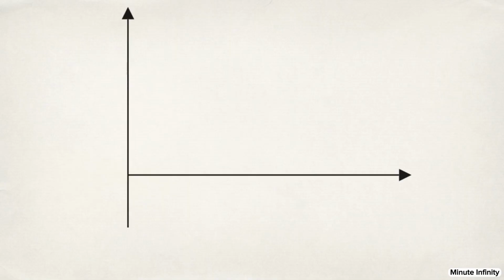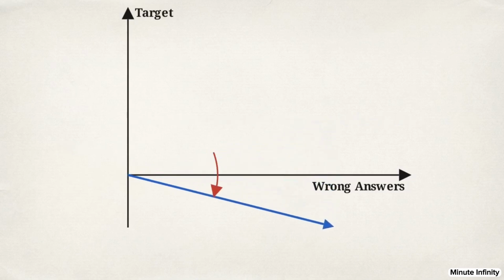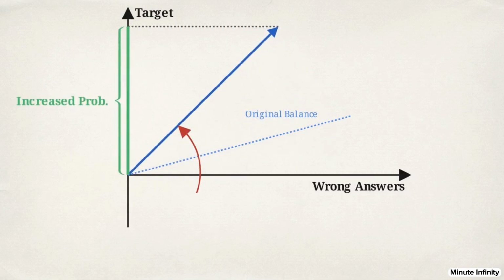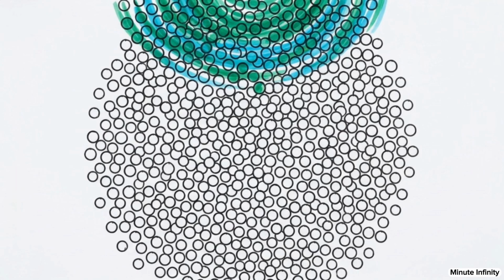We compress our search into a 2-dimensional slice, wrong answers on the horizontal axis, the target on the vertical. Applying the verification function mirrors our mostly horizontal balance vector downwards. The balance flip then reflects it upwards, rotating it closer to the target axis. This is the core of Grover's algorithm. You repeat this sequence over and over. Flip the sign, then flip around the balance line. With every repetition, more probability mass transfers toward the correct answer.